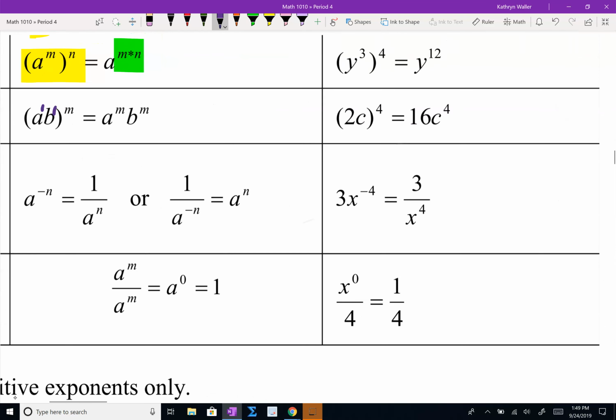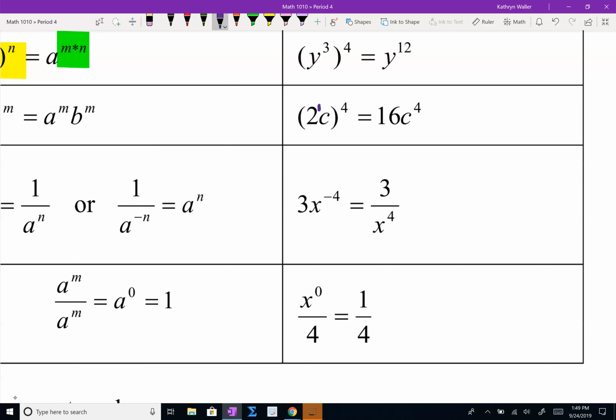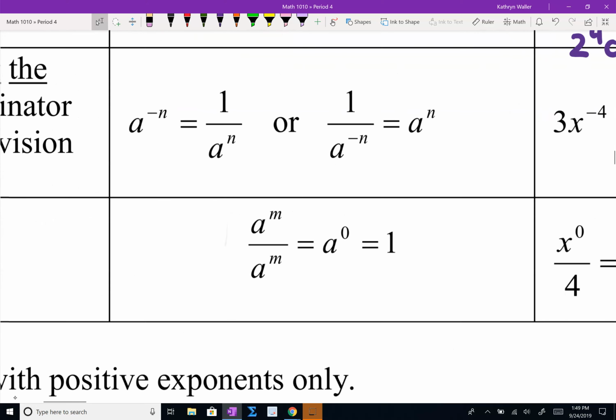So look at this guy right here. You guys, this is 2 to the 1st and c to the 1st. And just like she said over here, they're 2 separate things. Don't commingle those. So the 2 is raised to the 1 times 4, which is a 4. The c is raised to the 1 times 4, which is a 4. 2 to the 4th is a 16, and there's your answer. Okay?